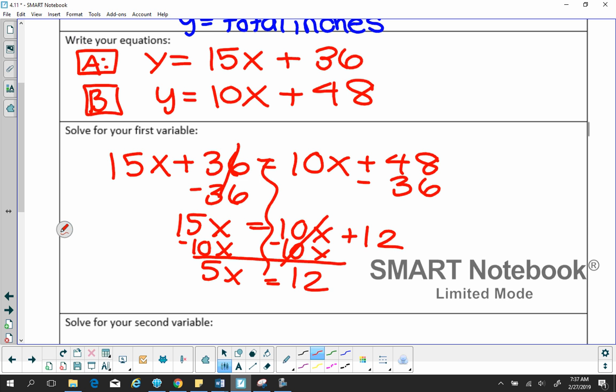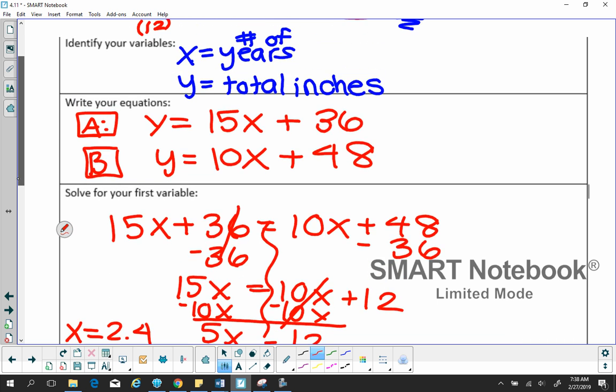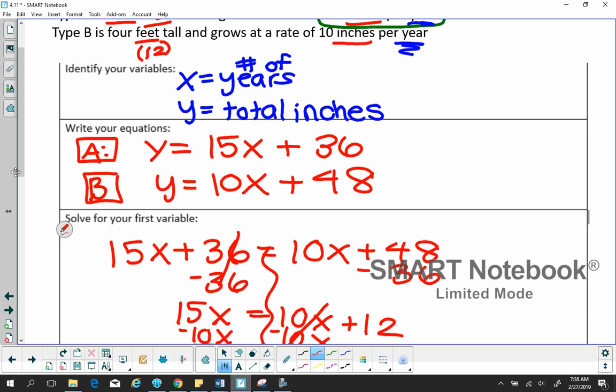Now, how do I get x by itself? Divide, right? What do you end up getting? Let's just make sure this makes sense. Yeah, I can have 2.4 years, right? So in 2.4 years, they'll be the same height. So if they just asked for the years, that would be my answer.